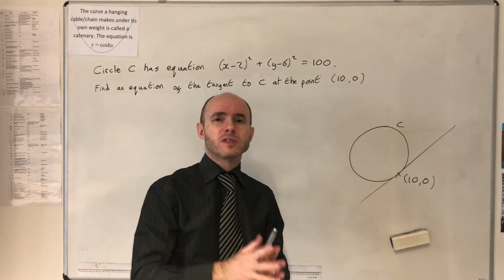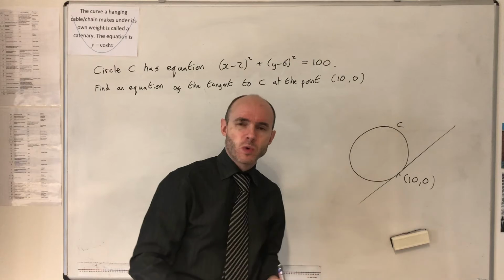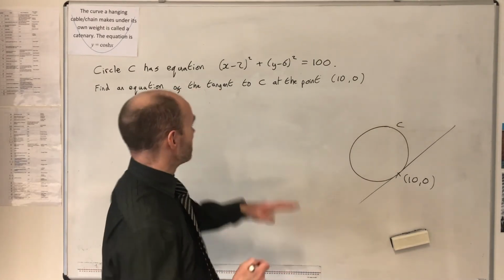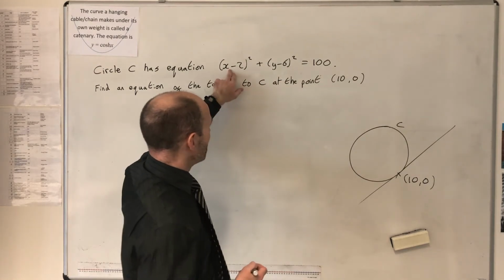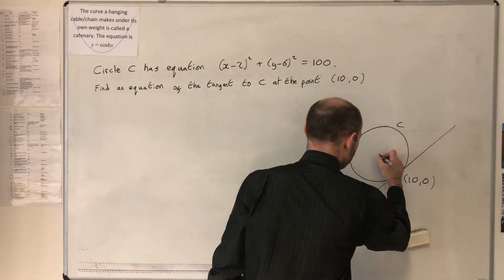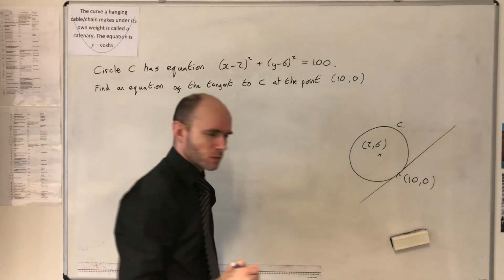Before, we needed to use simultaneous equations, but we don't do that this time because we don't have the two equations. So what do we do? Well, let's help ourselves by writing down something from the equation of the circle. We know that the centre of the circle is at (2, 6). So let's write that down: (2, 6) is the centre of the circle.